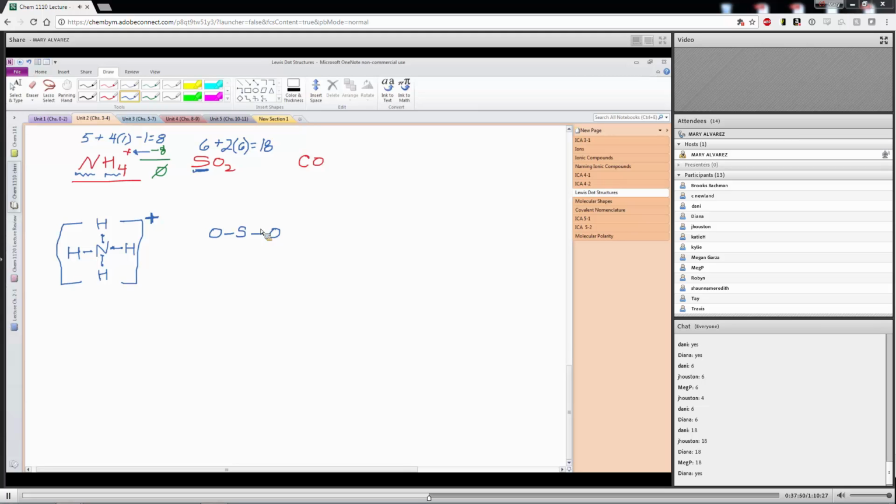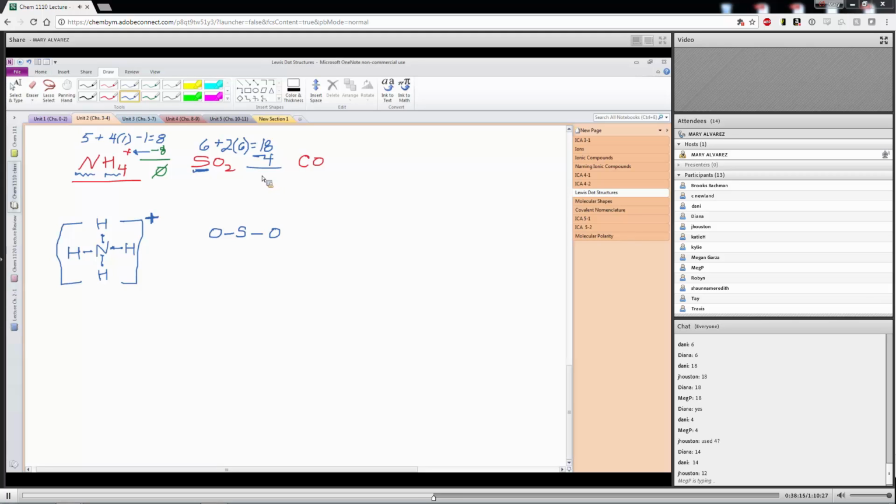Okay. How many electrons have we used? And therefore, how many remain? We've used 4 because we have 2 single bonds and each bond represents 2. Excellent. Okay, so we've used 4. And so how many remain?